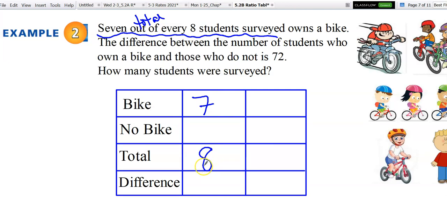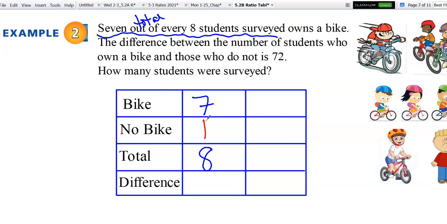That means the number who don't own a bike, right? This I had to fill in. I'm going to do everything that I had to figure out on my own in red. I had to figure out that if there were 7 students who have a bike out of 8, that must mean that there is one that doesn't.